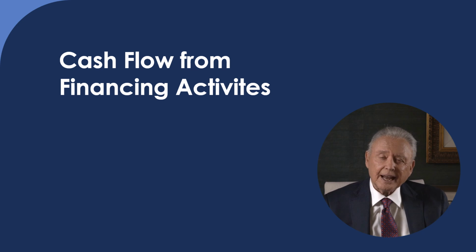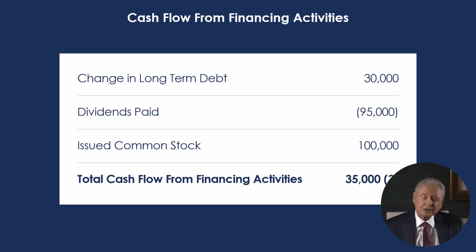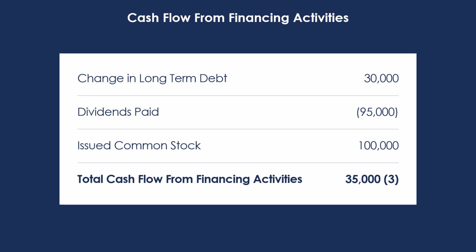The third and final category is cash flow from financing activity. We borrowed $30,000, a source of cash, paid a dividend of $95,000, a use of cash, sold stock for $100,000, a source of cash. Cash up, $30,000. Cash down, $95,000. Cash up, $100,000. For net cash flow from financing activities equals $35,000.